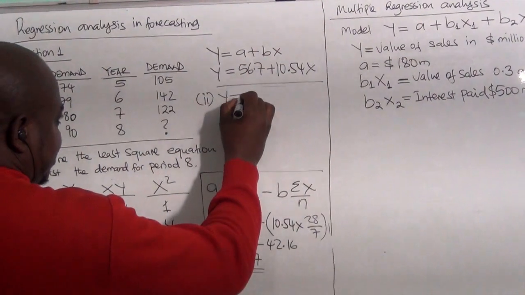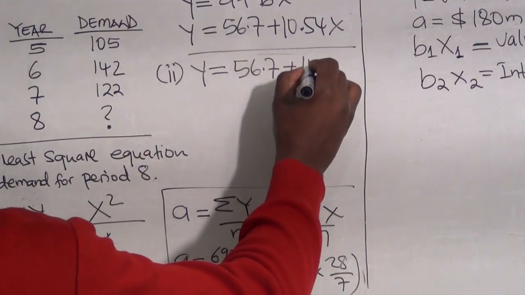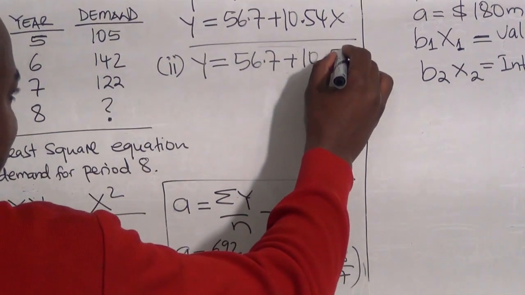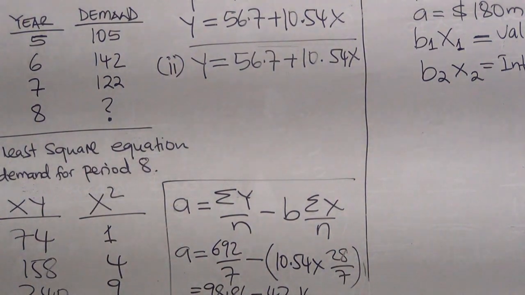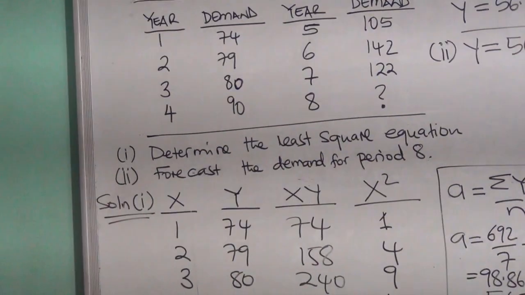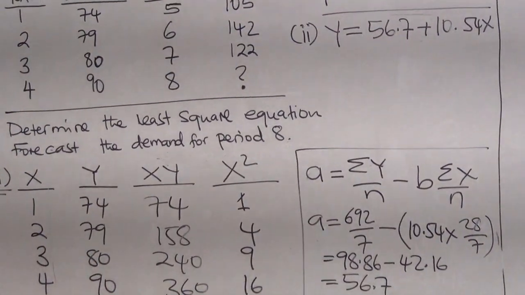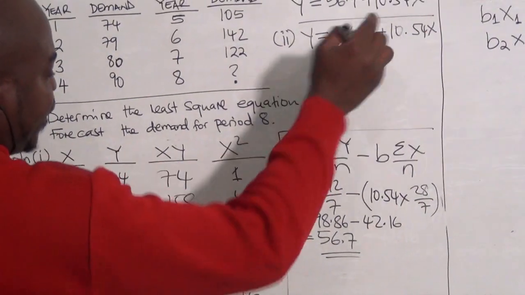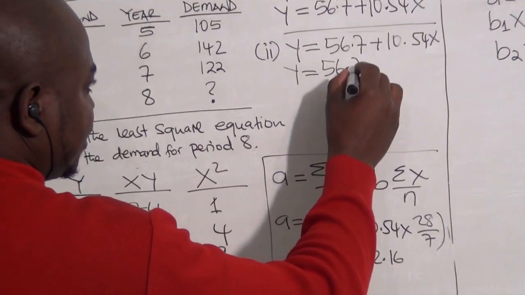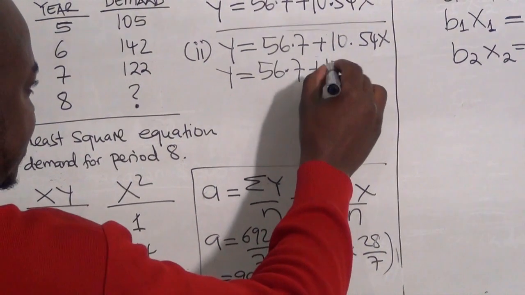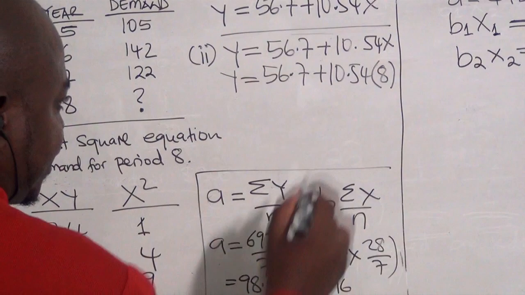When we are forecasting, we just basically pick the same equation. We want to forecast the demand for period 8. Now, if you observe, the periods are the ones which I said I'll make them x. So if the periods are x, where there is x there, if we are forecasting for period 8, I shall put 8 on the x there. I have y is equal to 56.7 plus 10.54. Instead of saying that, I shall put 8 on x there.